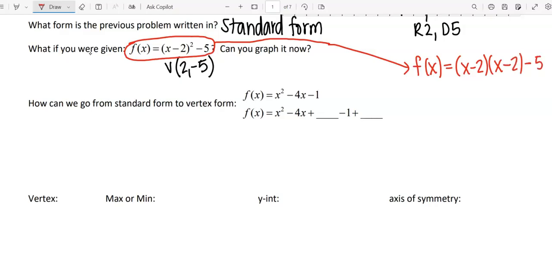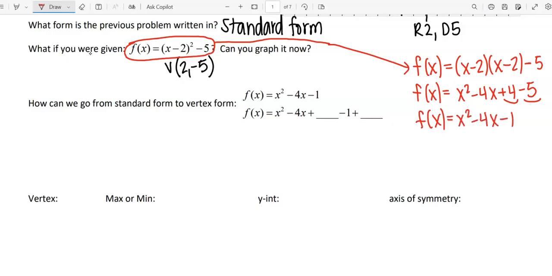If I multiply x minus 2 times x minus 2, what do I get? X squared minus 4x plus 4, and then you still have that minus 5. What's 4 minus 5? Negative 1. So is it equivalent? Yes. It's just in what form?